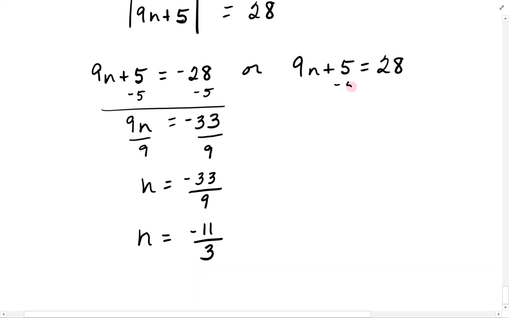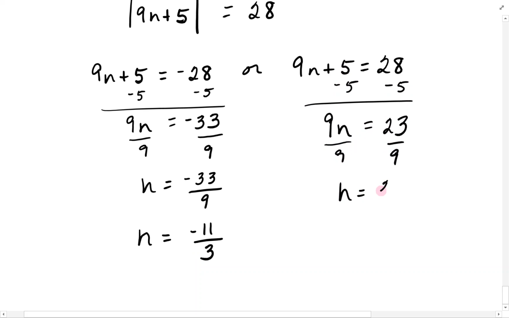The other side, I subtract 5 and subtract 5. I get 9n is equal to 23, and divide by 9, and n is equal to 23/9, and that can't be reduced. So I'm going to try to get my work corrected, but if not, make sure that you reduce.